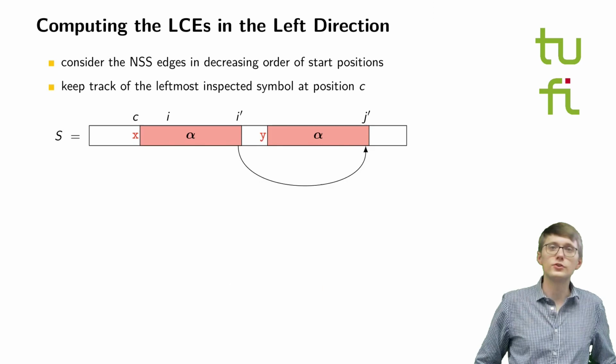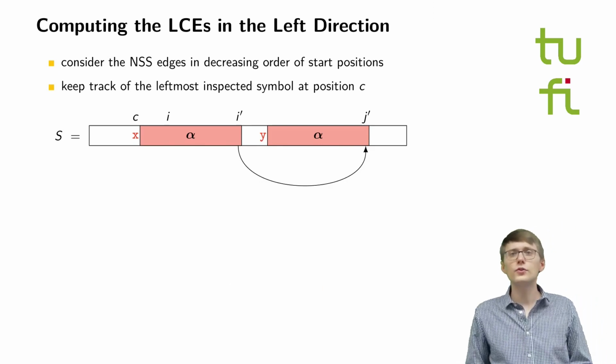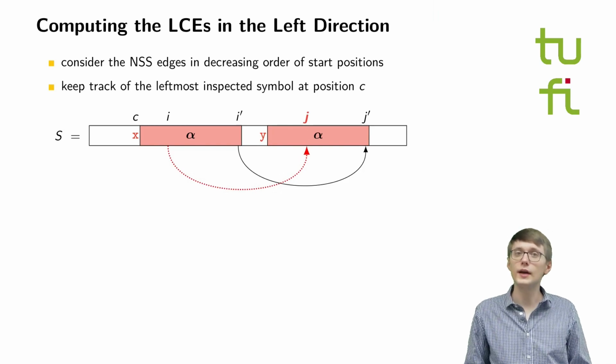Assume that the suffix at position j is the next smaller suffix of the suffix at position I. Before showing how to compute the LCE, we show some properties of j. First, we show that j is not contained in the interval between I' and j'.